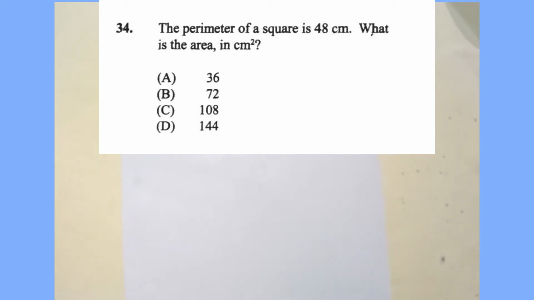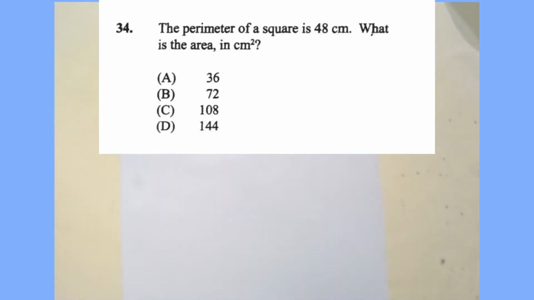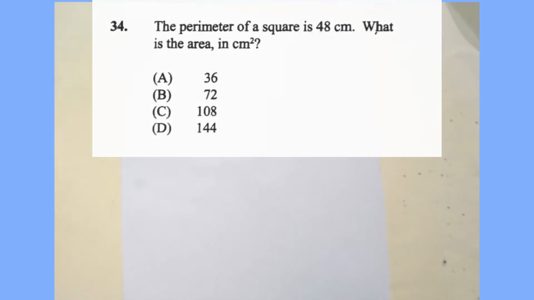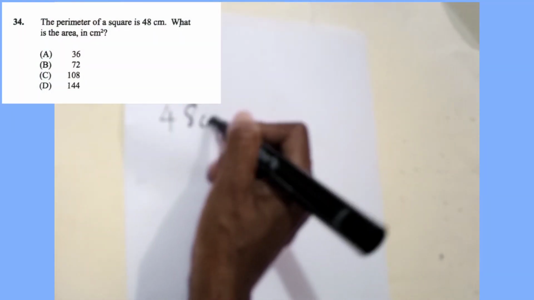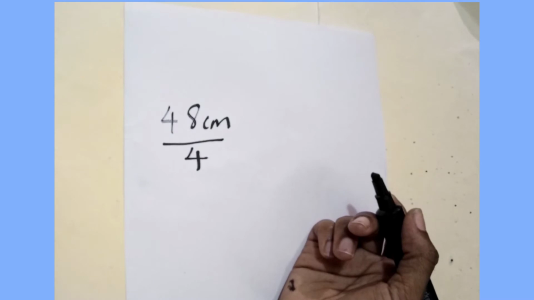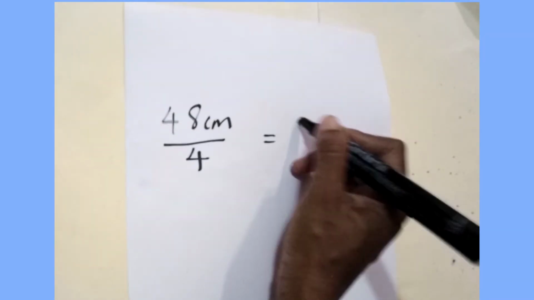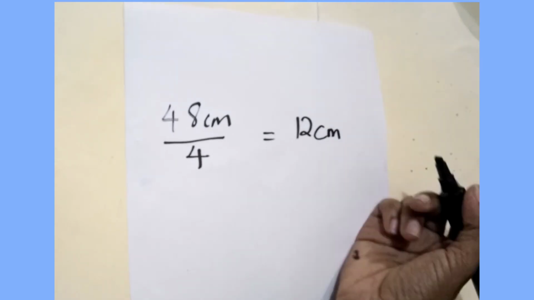Now, so you go ahead. What are they asking you about? In this case, area of a square. We know the square is a quadrilateral with 4 equal sides, and if it has a perimeter of 48 centimeters, then each side would be 48 divided by 4, which is 12. And so each side measures 12 centimeters.